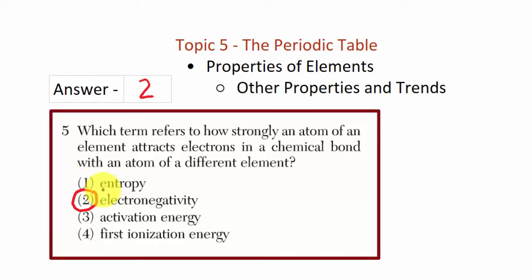Let's just rule out the decoys here. Entropy is the degree of randomness that you have during a process, a chemical process or a physical process. Activation energy is energy needed to get a reaction started. And the first ionization energy is the amount of energy you need to remove the outermost electron from an atom. But electronegativity is defined the way it's defined here in question number 5, answer number 2.